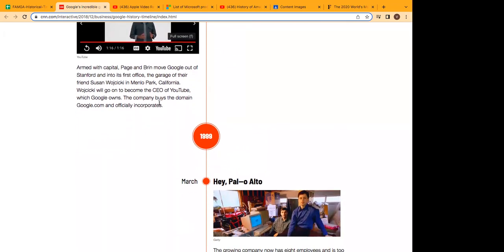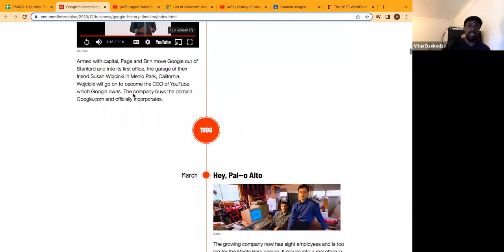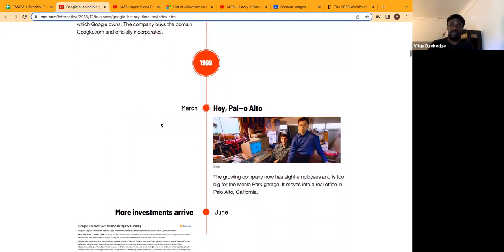Now, when they left their small home, because the company was growing, they had 8 employees, and 8 people could not be staying in that garage. That was in Menlo Park. Now they needed a real office, so they moved to Palo Alto in California.